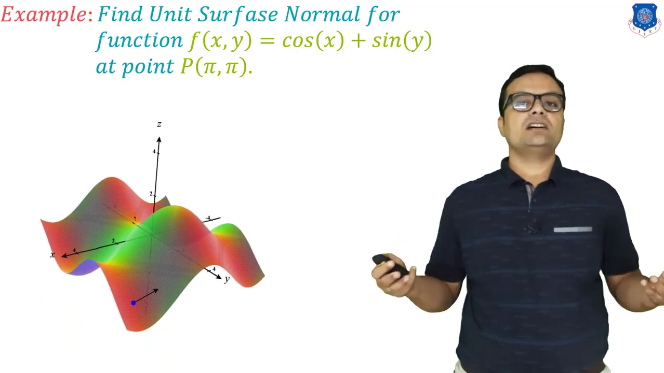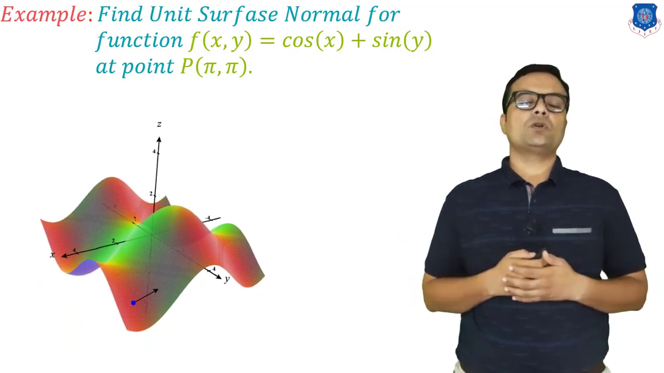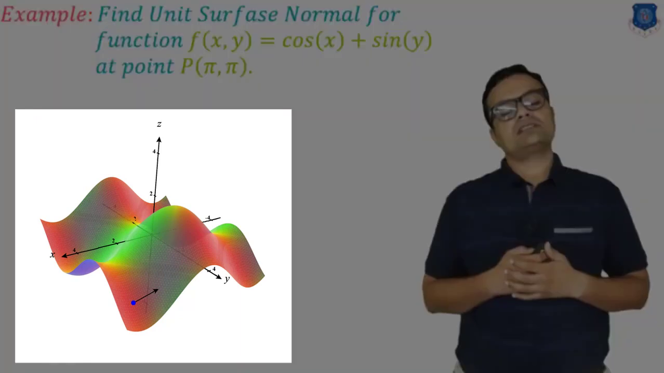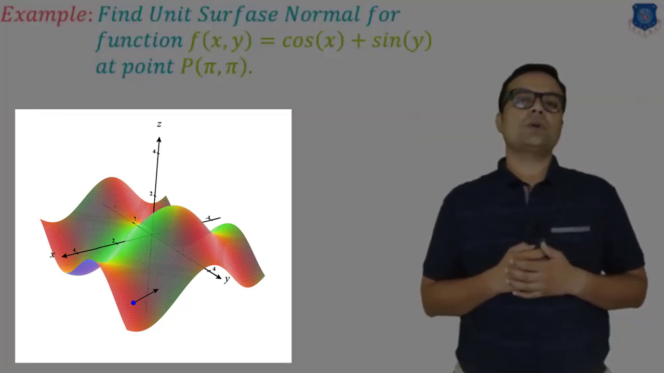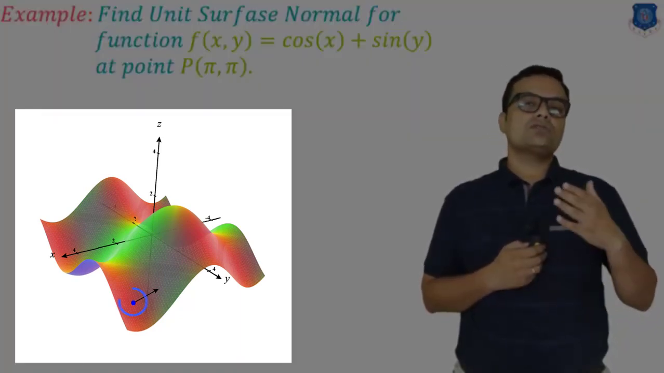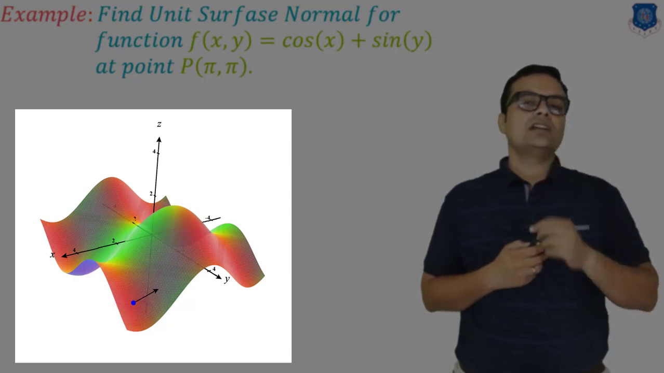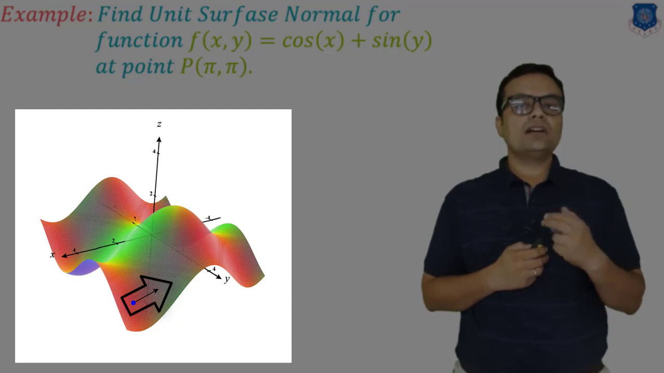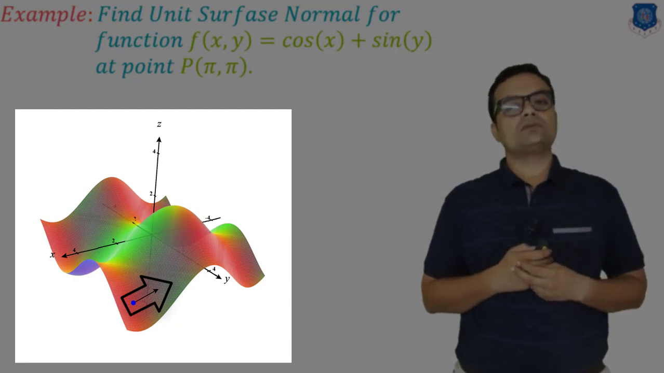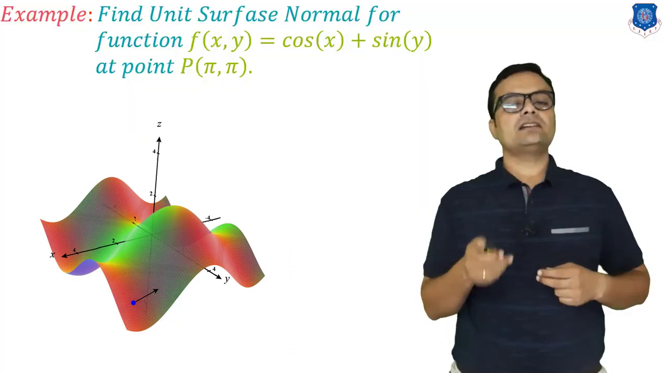So this is the idea of gradient at any point P. This is the surface cos x plus sin y. In the domain I am taking the point (pi, pi). Its location on the surface is given by this blue dot, and the vector which we derived in the solution of our previous question is given by this black vector. So this is our first part of this discussion, which was gradient.